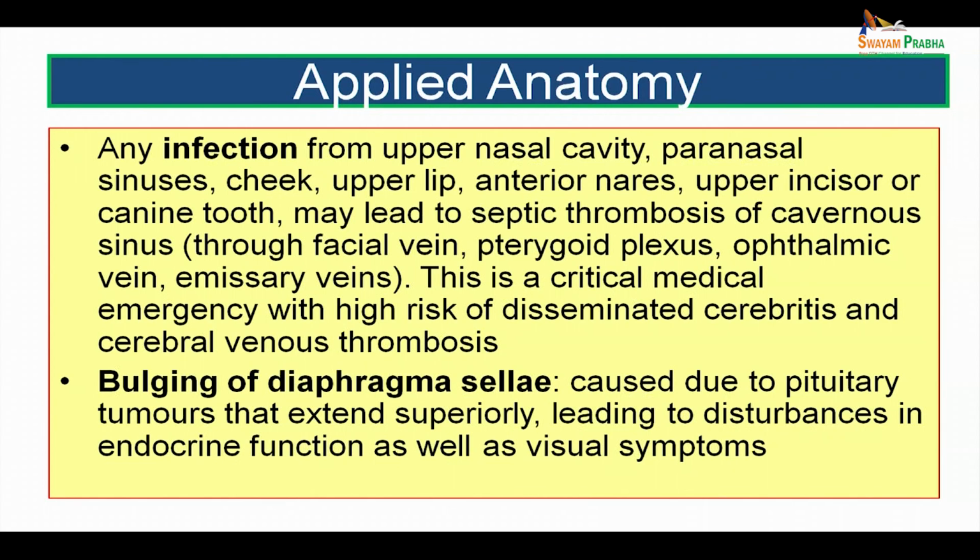Next, we see bulging of the diaphragma sella. This is caused due to the pituitary tumors that extend superiorly, leading to disturbances in the endocrine function as well as visual symptoms. Thus, we have seen the various infoldings of the dura.